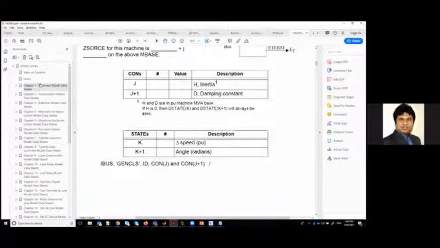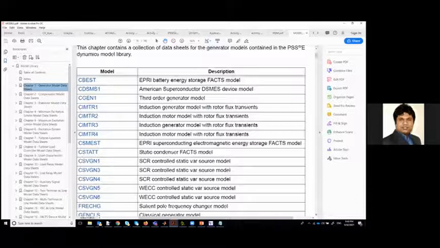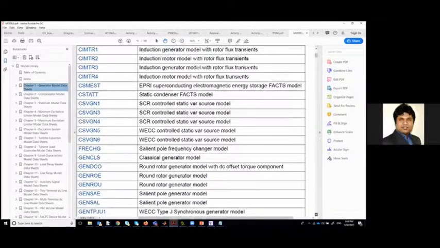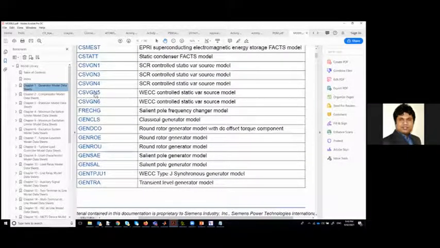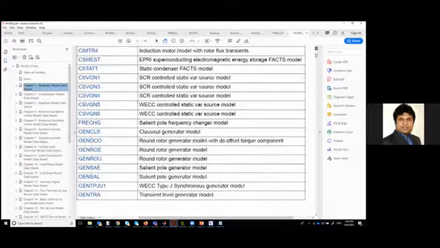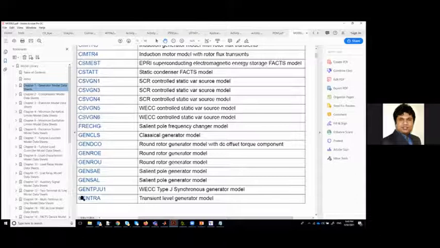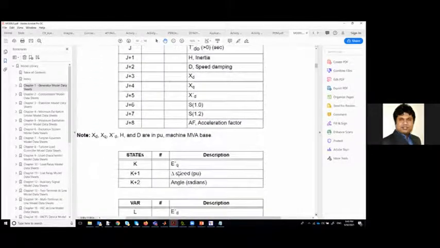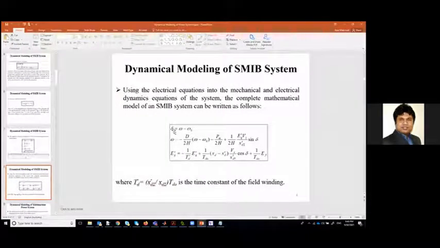Let's say for the second generator, I have used a transient level generator model, Gentra. We have used this model, and this model represents EQ prime, speed, and angle. It represents these 3 equations, basically these 3 states: delta, omega, and EQ prime. This is basically a transient level.